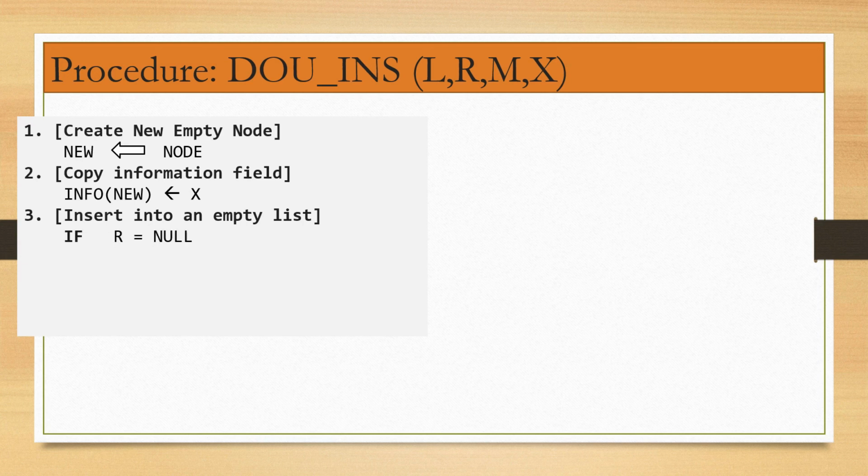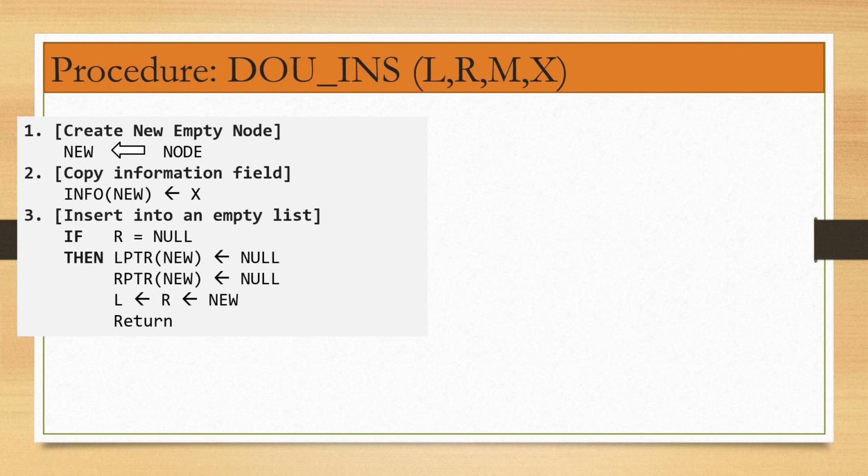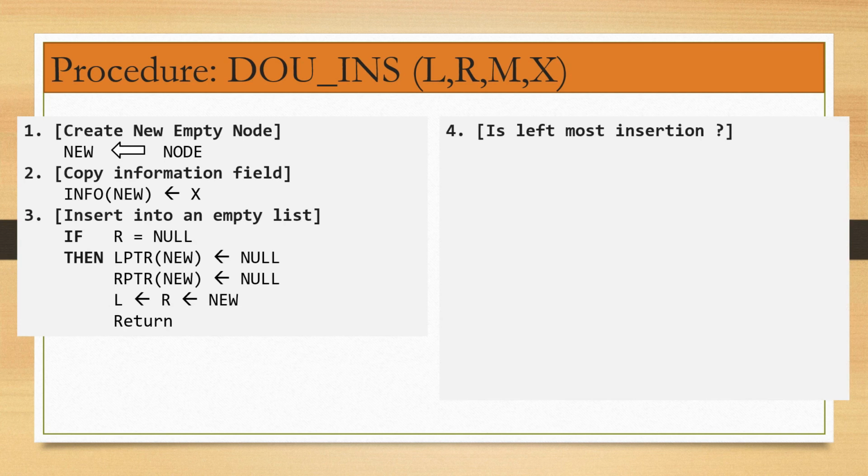If R is equal to null, that is, rightmost element is equal to null, then LPTR of new is equal to null and RPTR of new is equal to null. That means left and right pointer both are null, right? So this new becomes leftmost as well as rightmost element of this list. Step number 4 is leftmost insertion?